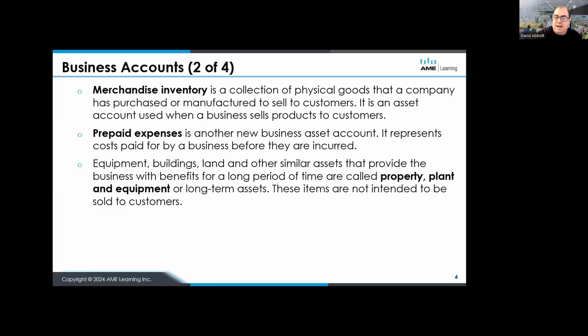Equipment, buildings, land, and other similar assets that provide the business with benefits over a long period of time are going to be called plant, property, and equipment, or long-term assets. These assets are not intended to be sold to customers. There are times where we might sell a piece of equipment or a vehicle or something like that, but it's pretty rare that we do that. That's not the day-to-day business that we're in.